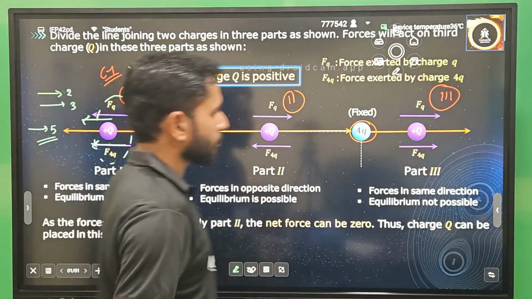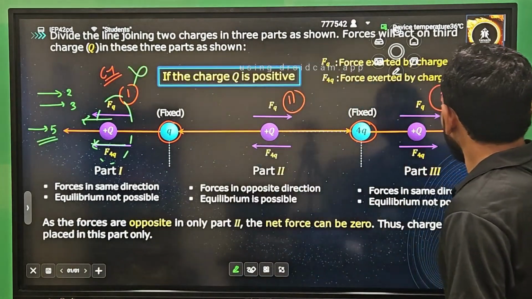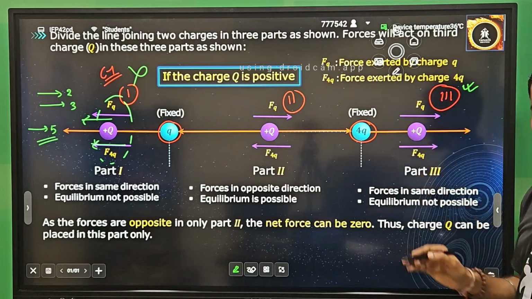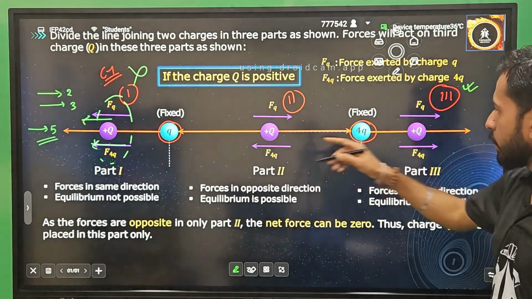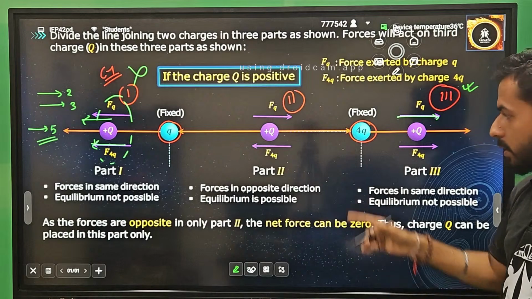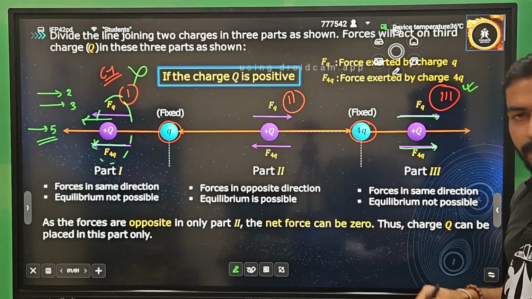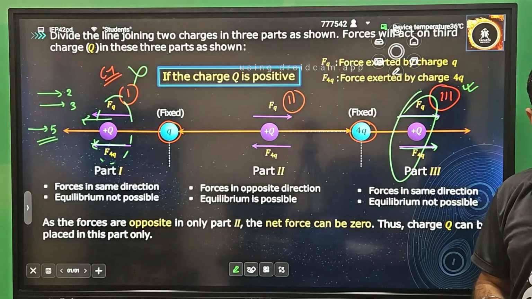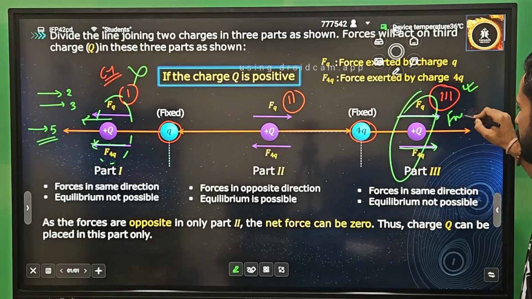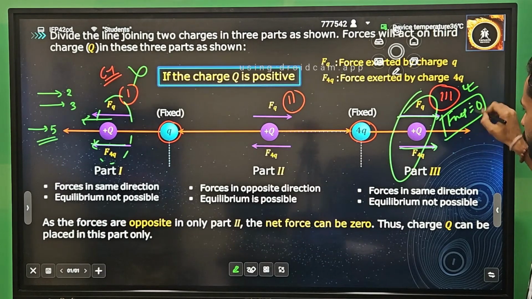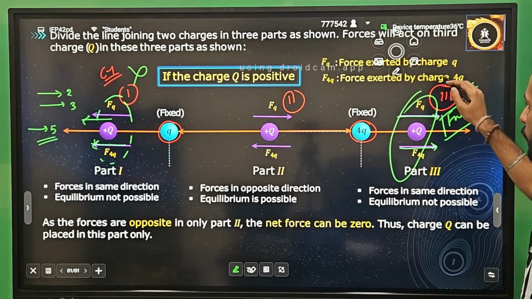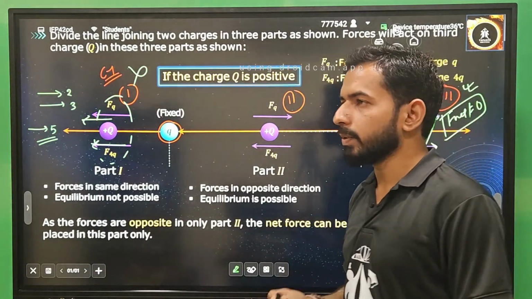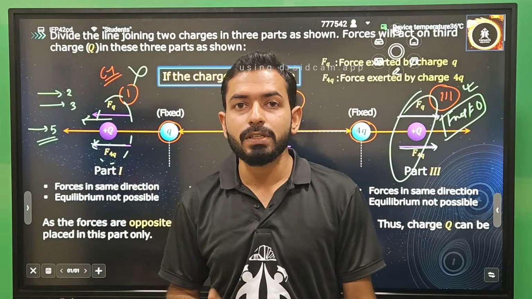Now let's analyze this one. Let's suppose you have kept the charge plus Q at this point, beyond this 4q. Now let's analyze one by one. Due to small q, what will be the direction of force? Away, repulsive force. Due to 4q, what will be the direction of force? Again it will be away, same charges repel each other. Now tell me, is net force equal to 0 possible at this point? No. Net force equal to 0 is not at all possible. That means this point is also not of our use, because we have to find the equilibrium point, and for the equilibrium point we need the condition that net force is equal to 0.